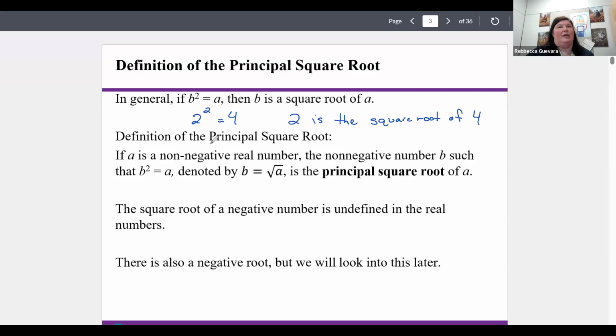The definition of what we're going to call a principal square root, because there's technically 2 square roots: if a is a non-negative real number, meaning positive or 0, then there is a non-negative number b, which would be this 2 here, such that b squared will equal a, denoted by b is equal to the square root of a. So we would say that 2 is equal to the square root of 4. This is what we call the principal square root of a. So 2 is the principal square root.